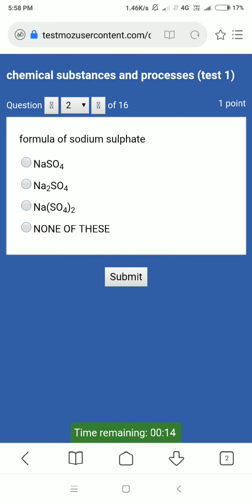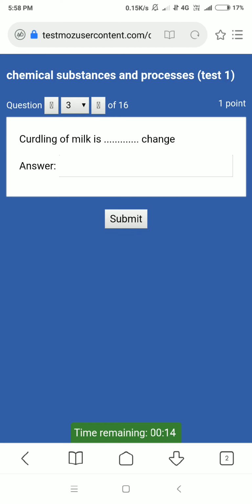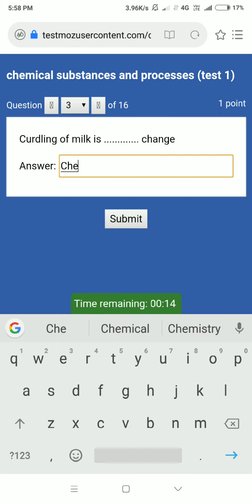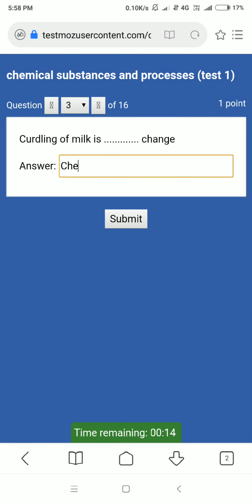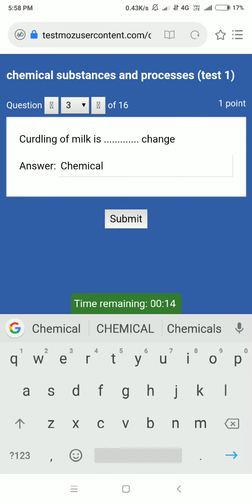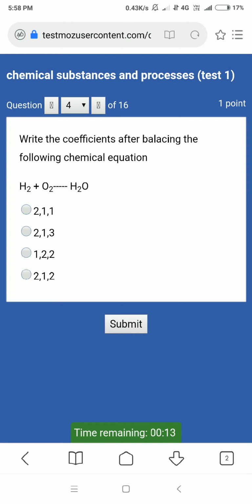Next is the formula of sodium sulfate. So sodium sulfate, here sodium carries +1 charge and sulfate carries -2 charge. So when you will cross multiply both the charges, you will get the formula Na2SO4. Third is curdling of milk is dash change. So curdling of milk is a chemical change. So here you have to write chemical.